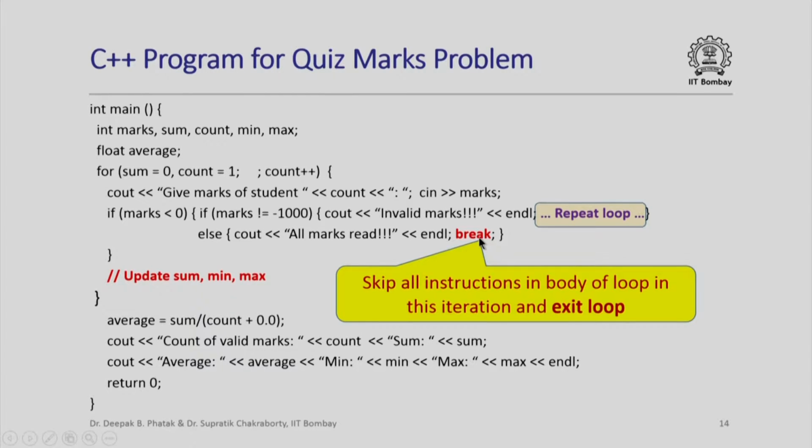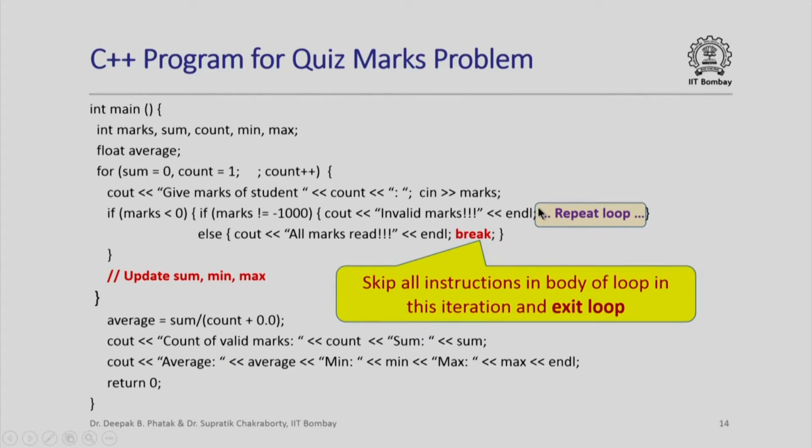The usage of the break statement has already been covered in an earlier lecture. This basically skips all the instructions in the body of the loop in this iteration and directly exits the loop and comes out to the next statement after the loop. Now how do we repeat the loop here?